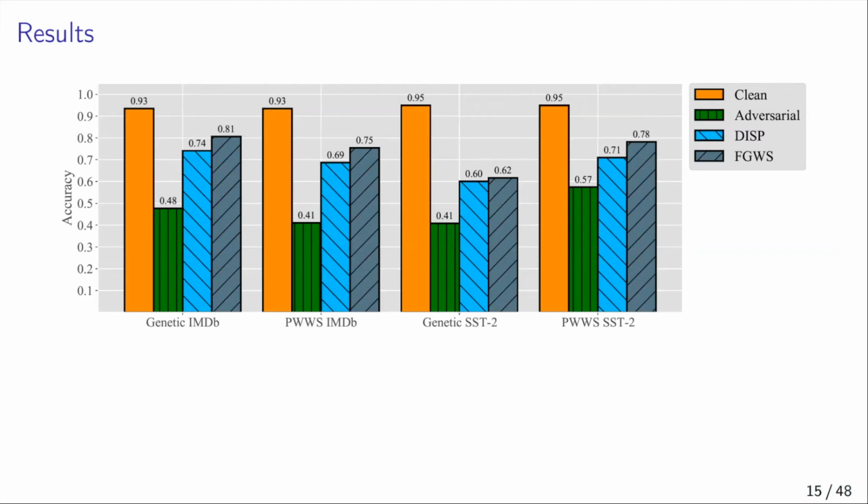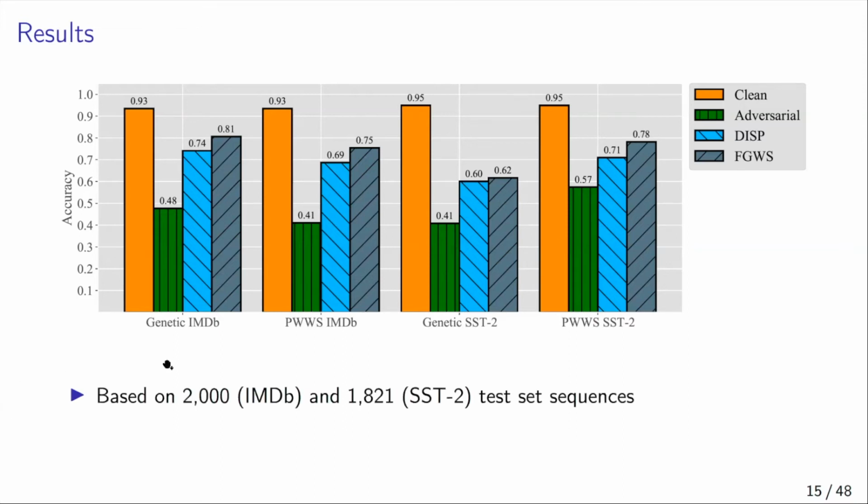So in this bar chart, what you can see, for each of the 4 configurations, so this is the 2 attack types and the 2 data sets, we generated adversarial examples for 2,000 test set sequences on IMDb and for 1,821, this is the entire test set for SST2. And then we computed the model's classification accuracy before perturbing and after perturbing, and then also after transforming those sequences using FGWS and DISP. And this is shown here in this bar plot.